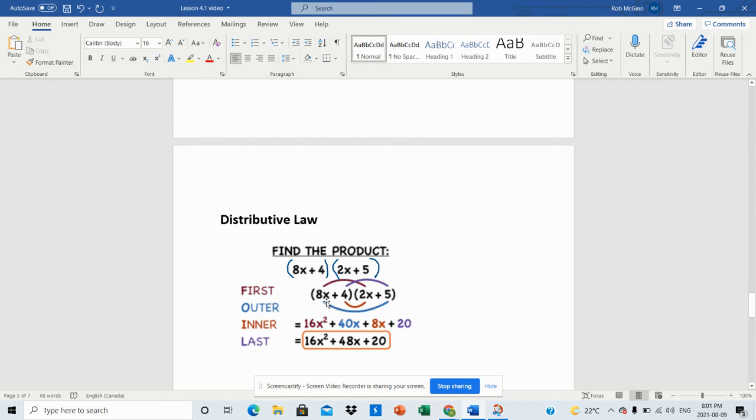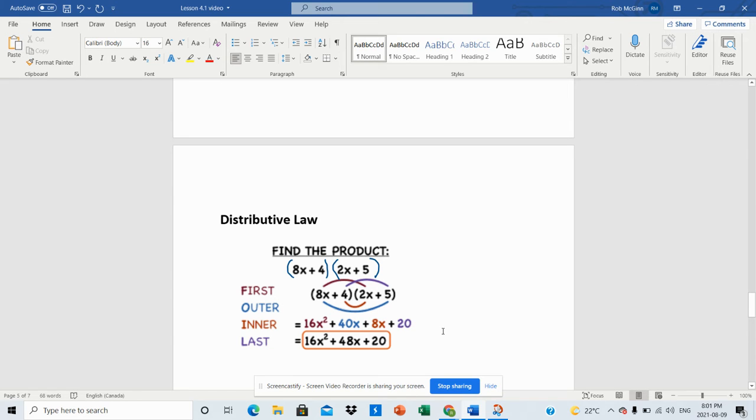Then we go to our outer. 8x times 5. Once again, 8 times 5 is going to give us 40. And of course, we have to remember that we have our x there. So we now have plus 40x. Next step, we multiply our inner terms. So that's 4 times 2x. Same process, 4 times 2 is 8. And we've got an x. And then finally, our last terms, which are 4 times 5, which will give us 20.